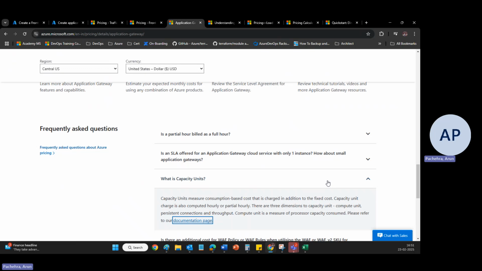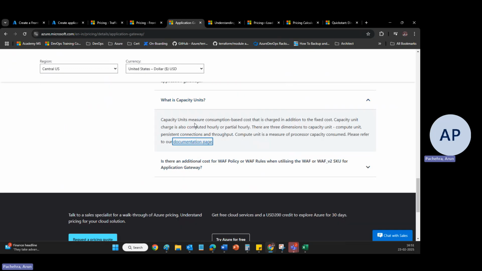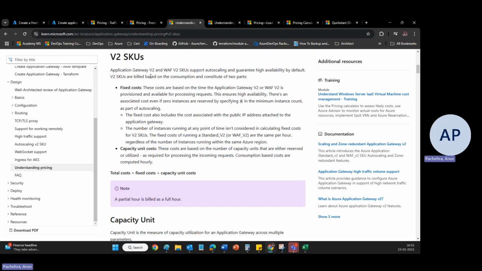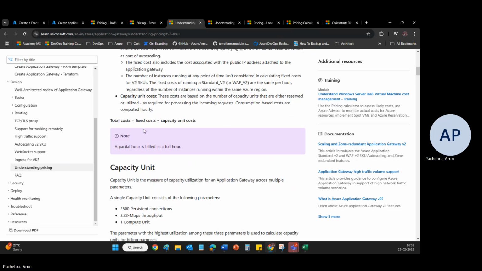Now, the capacity unit measures consumption based cost that is charged in addition to the fixed cost. Capacity unit charge is also computed hourly or partially hourly. There are three dimensions to capacity unit: compute unit, persistent connection, and throughput. If we need to explore it further, just click here. Here we have all the breakdown. Application gateway v2: fixed cost, capacity unit cost, and data cost. Total cost is fixed cost plus capacity unit cost.